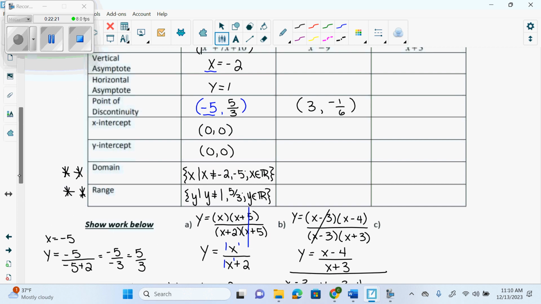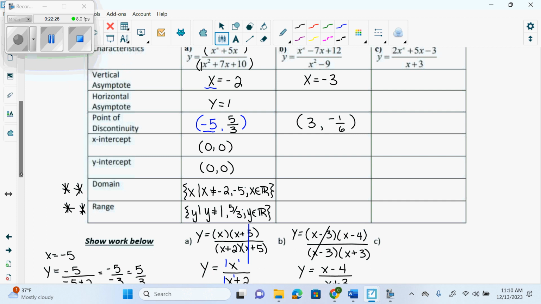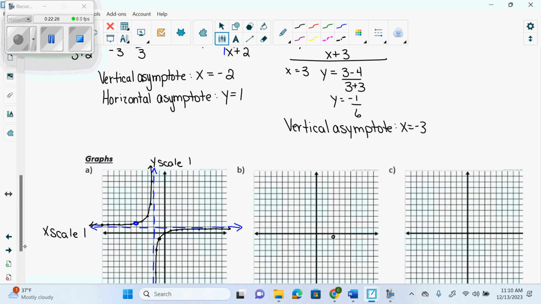I go up here and I say x equals -3. And then I sequentially follow along. I go to where x equals -3 and I say it's here. And I make myself a vertical asymptote.